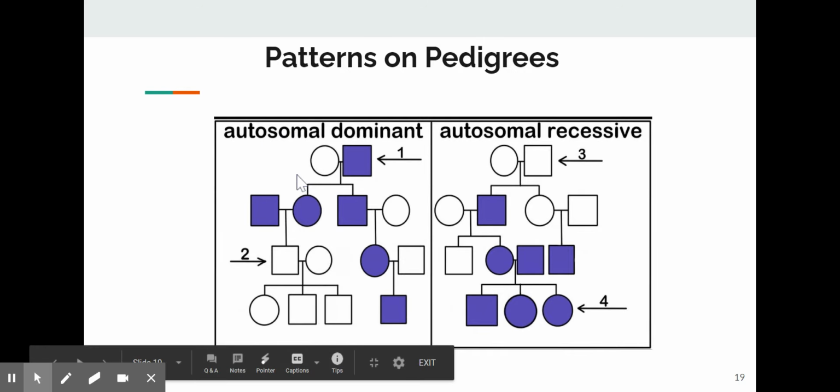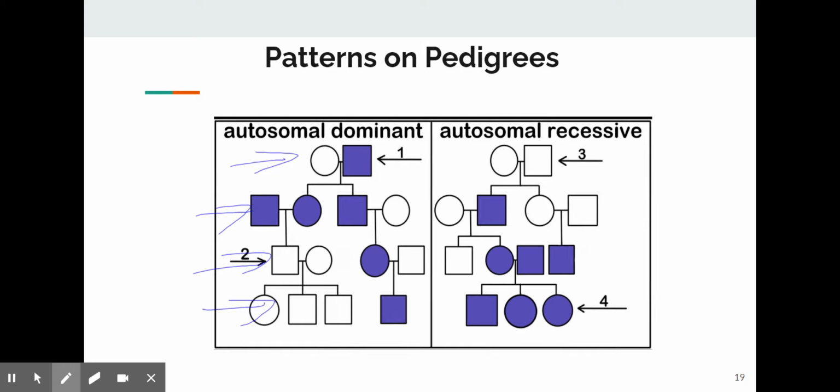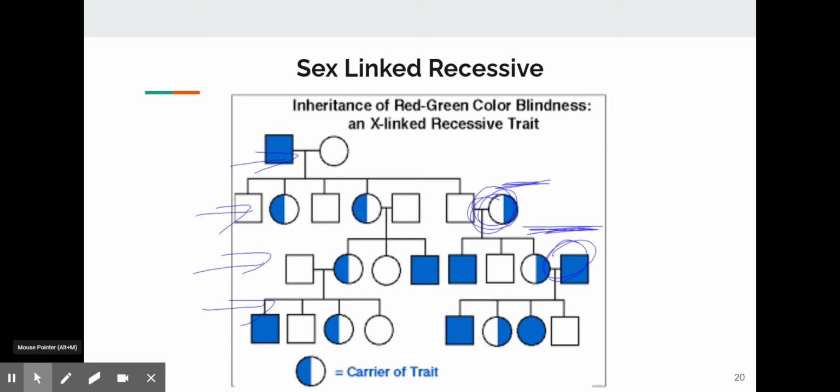So in this autosomal dominant pedigree, you can see that there is an affected person in every generation. In this autosomal recessive pedigree, the big clue here is, hey, this kid is affected, but neither of his parents are. All right, same thing here. Here's an affected kid, but neither of the parents are. All right, so that tells you. I'm going to erase this.